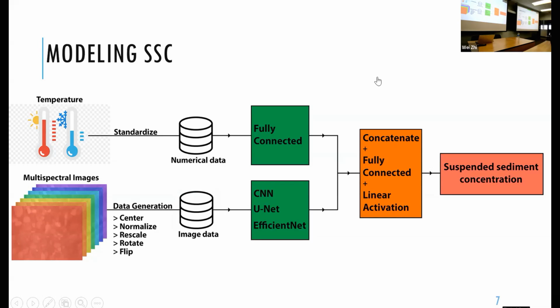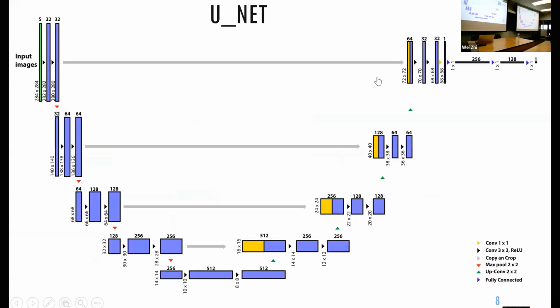For our models, we've got a custom built CNN, a convolutional neural network, a U-Net model, and transfer learning using EfficientNet. And this is the U-Net model. I've made some changes to the original U-Net. I've shrunk the input image to make it computationally less demanding. And at the output, instead of a segmentation map, I'm producing one output, which is the suspended sediment concentration value.